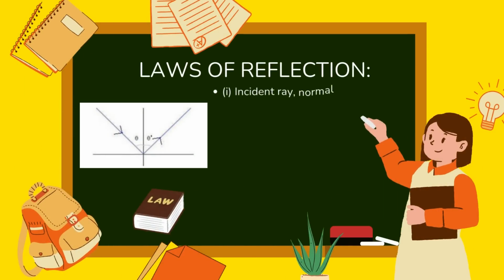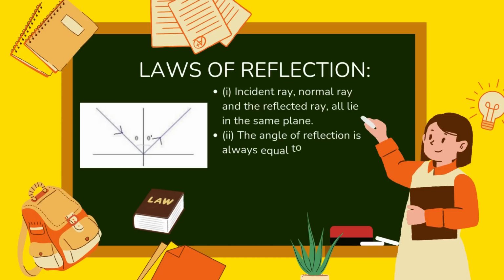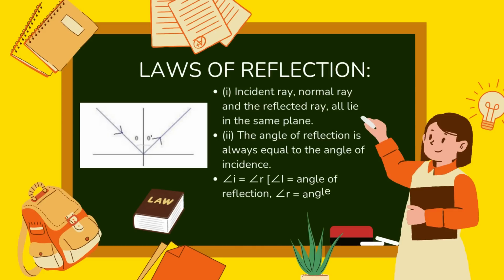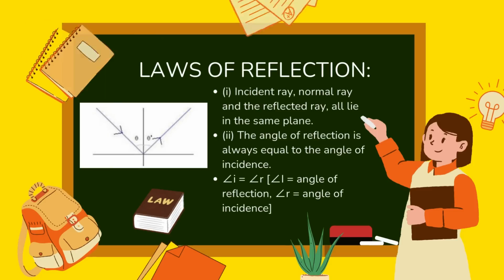Laws of reflection. 1. Incident ray, normal ray and the reflected ray all lie in the same plane. 2. The angle of reflection is always equal to the angle of incidence. ∠i = ∠r.